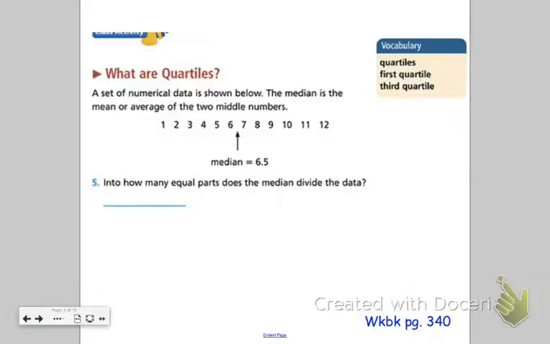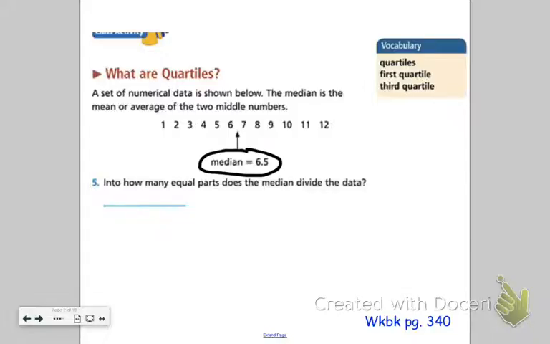The median is the mean or the average of the two middle numbers. That's because we have an even set of numbers. So we had two numbers in the middle, 6 and 7, and the number in between 6 and 7 is 6.5. So the median is 6.5.